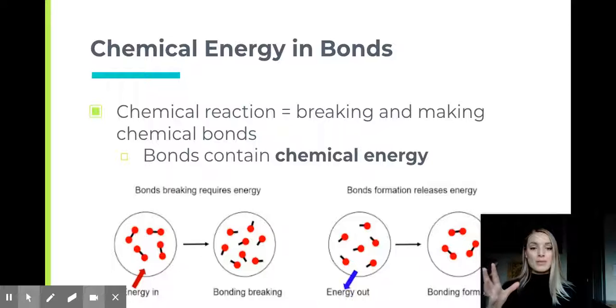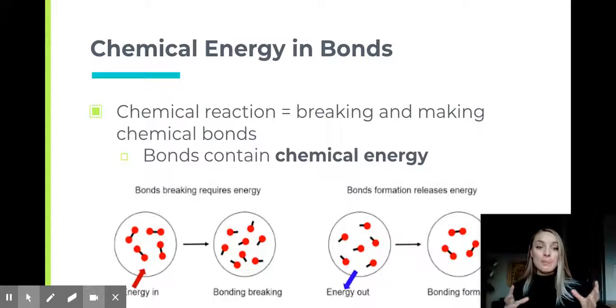If you look at the bottom left side of the screen, anytime we break bonds, that requires energy. We have to add energy. That can be thermal energy. Energy is heat, energy is all sorts of different things, but we need to add energy in order to break the bonds because the molecules are happier and more stable when they are bonded.